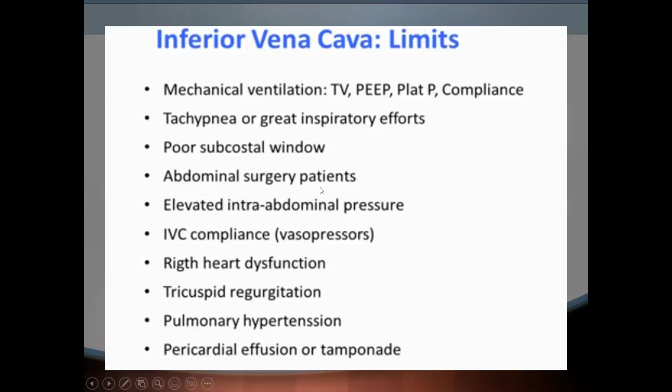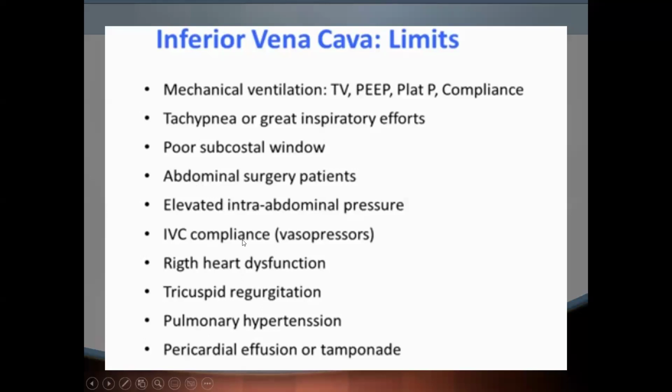If you want to assess the shocked patient, you can use the collapsibility because you do not need to put the patient on the ventilator. Also, if you have an abdominal surgery patient, you have to go to the lateral view, not the subcostal view. If the patient has elevated intra-abdominal pressure or abdominal compartment syndrome, it is difficult to assess the IVC because there is already compression from outside.